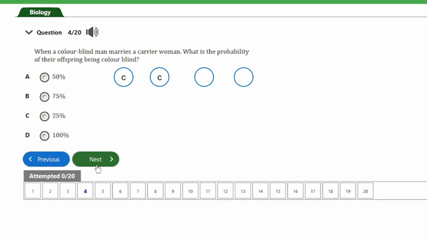So let's have a capital C and a small c. So guys, if we make a cross here, we'll cross this first small c with the first capital C, and we'll have capital C and small c. Then again, we'll go with the first small c with the next small c. So we'll have small c, small c.